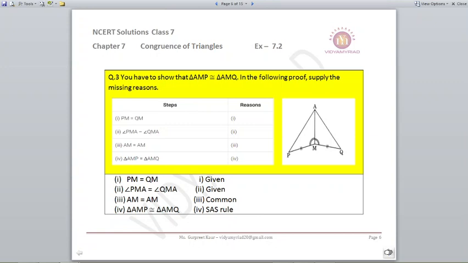Now triangles are congruent as per which rule? You have one side AM, you have angle AMP, you have another side MP. That means side angle side, which means SAS rule will apply here.